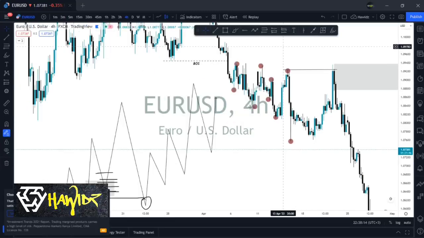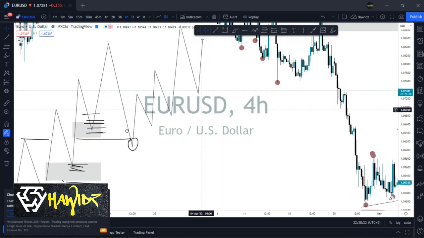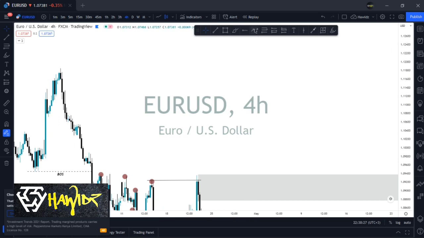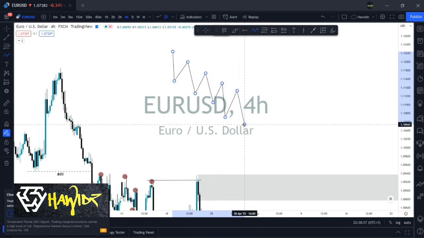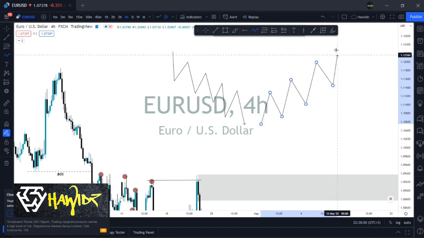And look at what this pullback does, right? And as I said before, liquidity lies where stop losses are. And most of the time, like over 90% of the time, stop losses lie below the lows and above the highs. Okay, so let's put this as a downtrend, and another one here as an uptrend.